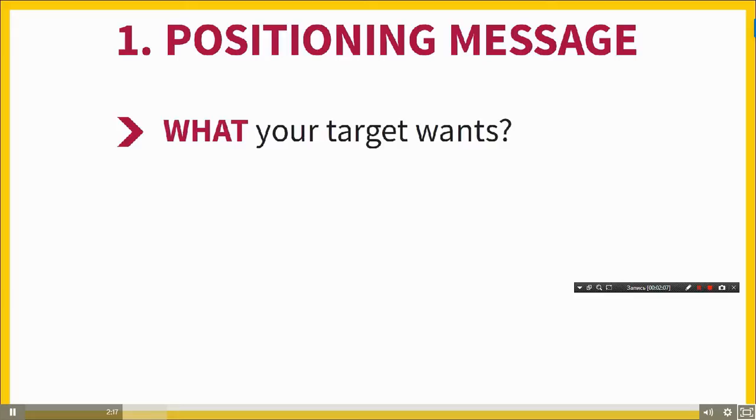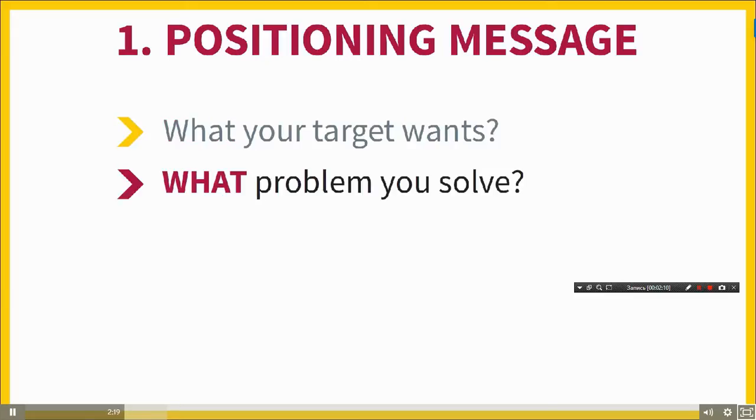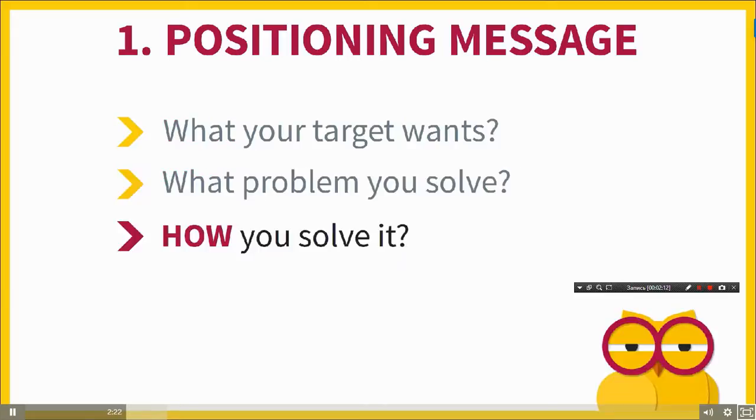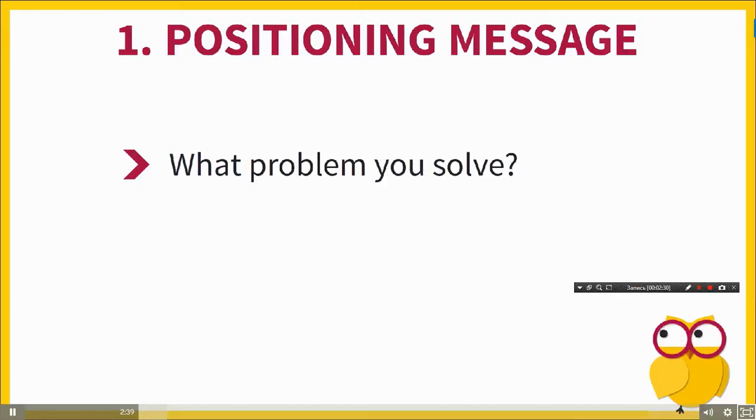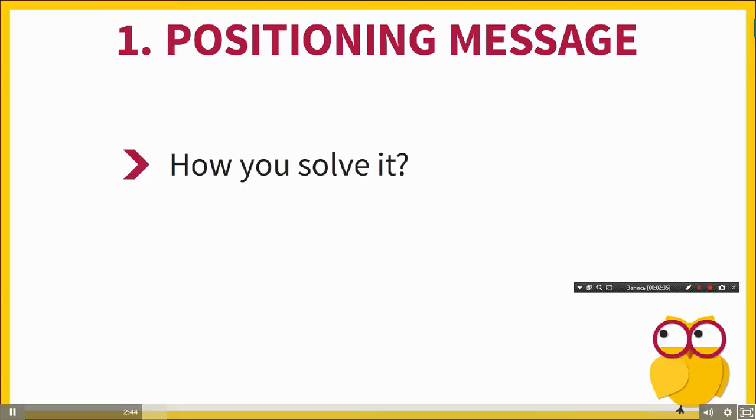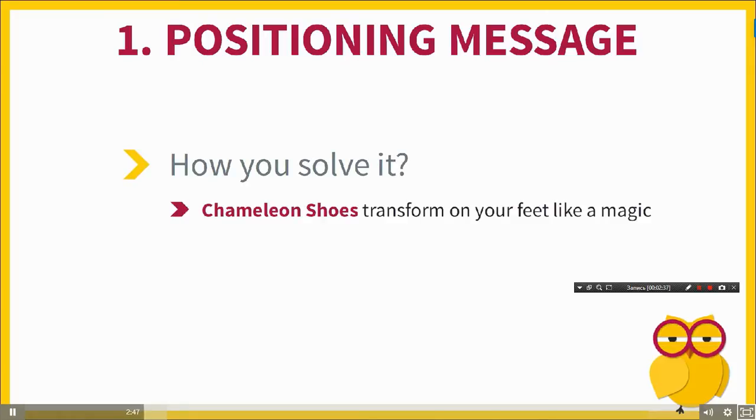What does your target market want? What's the main problem that you solve? And what's your method for solving that problem, okay? Then try to combine the sentences and you'll get your positioning message. For example, what does your target market want? Let's say shoes that can be worn with any dress. What's the main problem that you solve? Versatility. What's your method for solving that problem? Chameleon shoes, that's the brand of our project. Transform on your feet as if by magic.